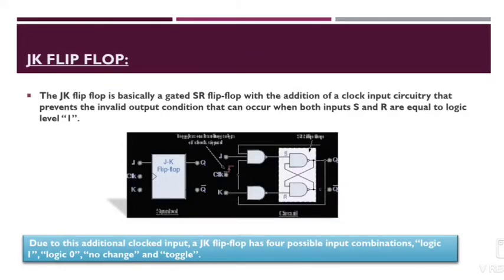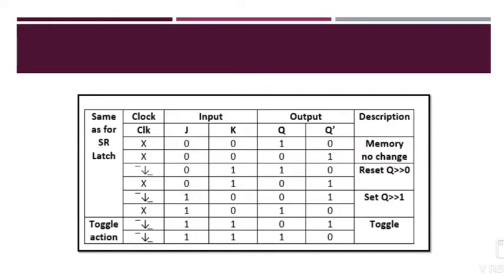JK flip-flop. The JK flip-flop is basically a gated SR flip-flop with the addition of a clock input circuitry that prevents the invalid output condition that can occur when both inputs S and R are equal to logic level 1. Due to this additional clock input, the JK flip-flop has four possible input combinations: logic 1, logic 0, no change and toggle. Same as for the latch: clock input, J and K, output Q, Q dash.